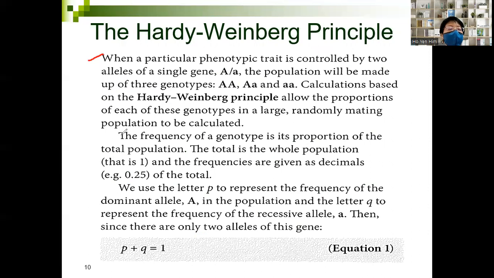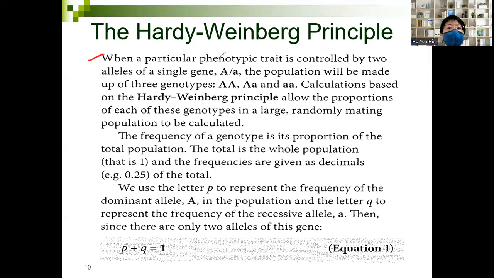Okay, so the proportion of genotype is also the frequency of genotype. Proportion is frequency, similar to percentage. So the frequency or the percentage of a genotype is its proportion of the total population. For example, big A big A, big A small a, and small a small a. The proportion of all of them added up is 100%, right? Okay, so this is called proportion. So the total is the whole population.